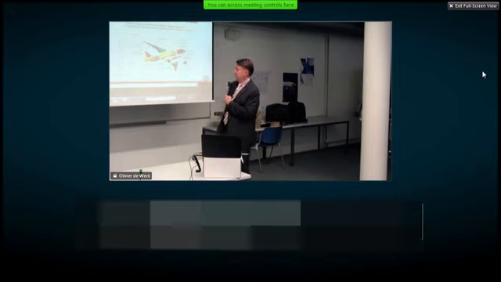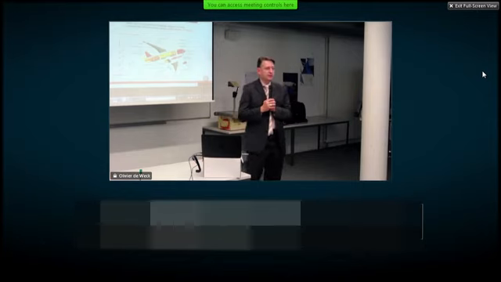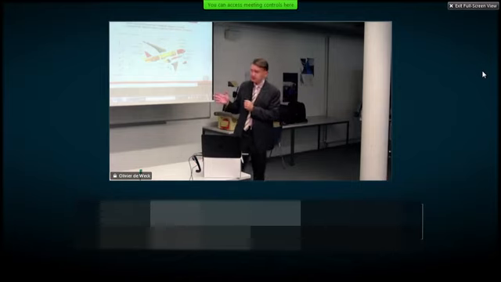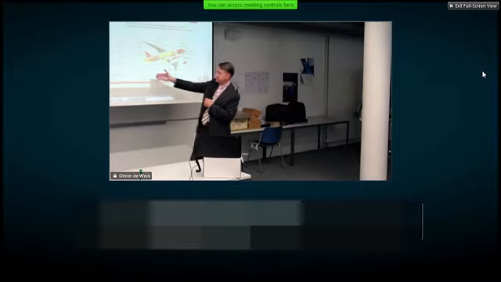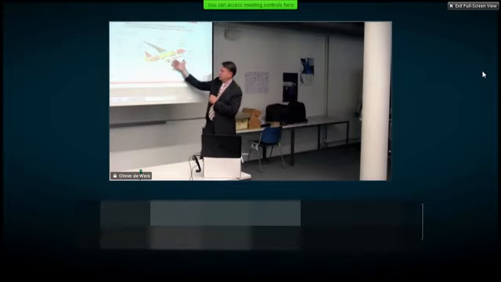The second reason we care is working with manufacturers and suppliers. So the picture here is essentially the Dreamliner, the Boeing 787. And you can see here the different colors essentially represent the different countries or the different suppliers that are providing different parts of the airplane.